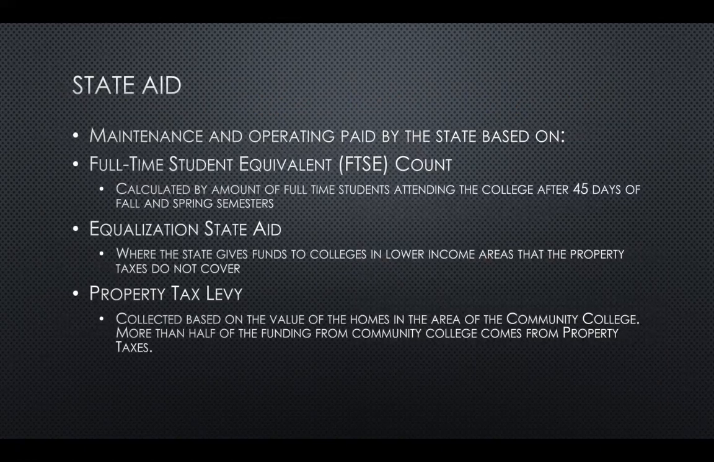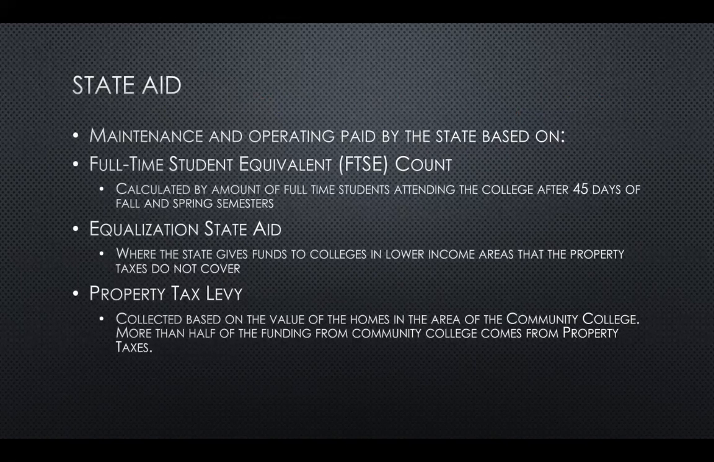State aid. Maintenance and operating aid paid by the state is based on full-time student equivalent, or FTSE, counts, calculated by the number of full-time students attending the college after 45 days of fall and spring semesters, and then that number is divided by 2.